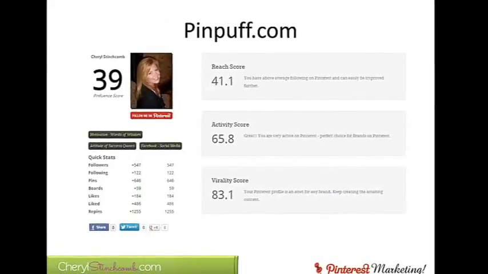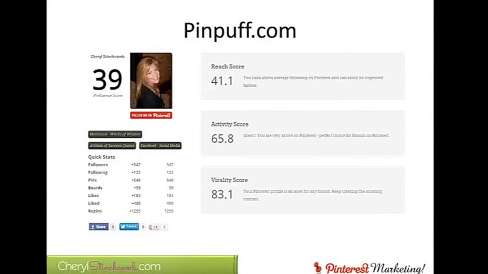So this was a long time ago, but I had a Pinfluence score, whatever, 39, which honestly to me means nothing. What's more important to me, which is on the right hand side, it has an activity score and a viral score. And viral is how many times your stuff is getting repinned. This is a score out of 100. So the 39 I could care less about. It's more of, am I going viral? And I am at 83%. So that makes me really happy.